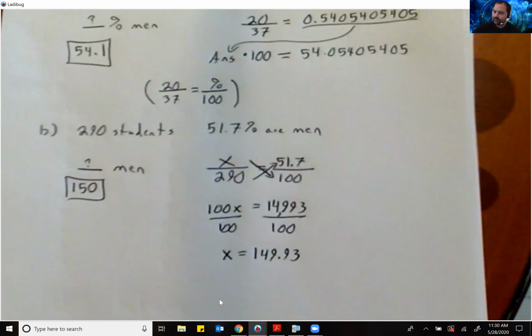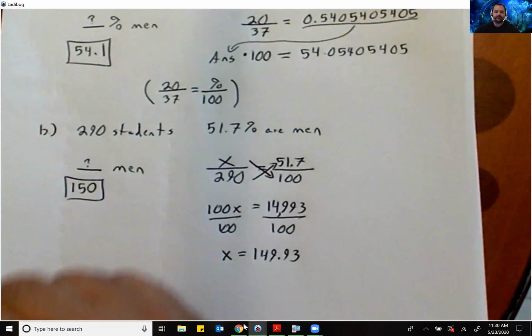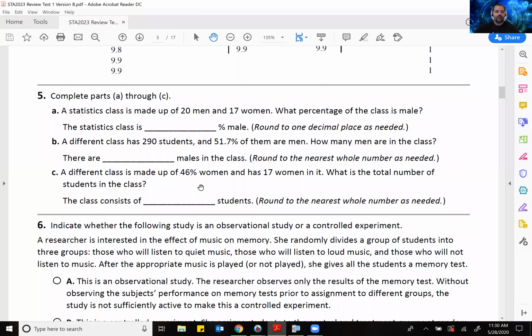All right. C. So a different class is made up of 46% women and it has 17 women in it. They want to know what is the total number of people.